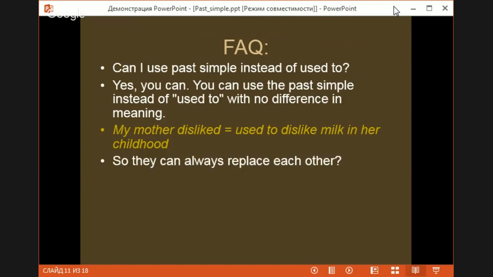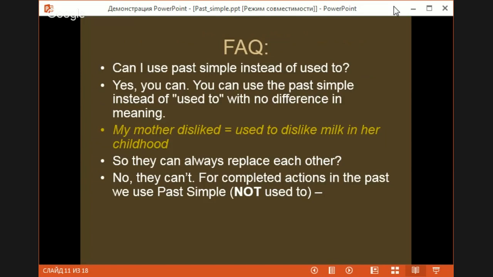So the next question is, can they always replace each other if they have the same meaning? And the answer is no, they can't. Because for completed actions in the past, we use past simple, not used to. Please have a look at those two sentences. I finished school, I got married. Those are single events, single facts from your past that mark the milestones of your past. And you don't use used to, of course. Used to is only for repeated regular activities or states, which are usually habits.